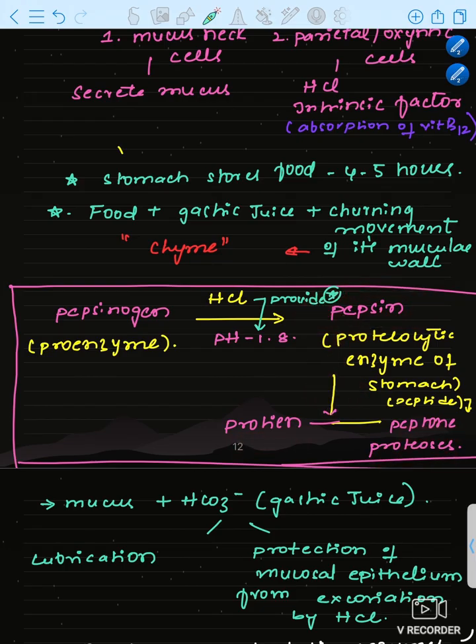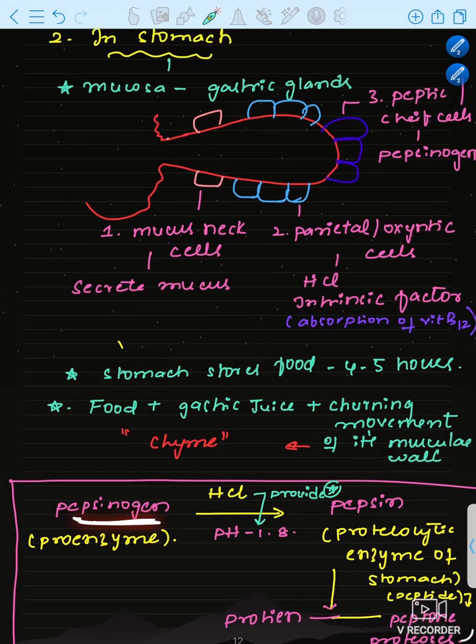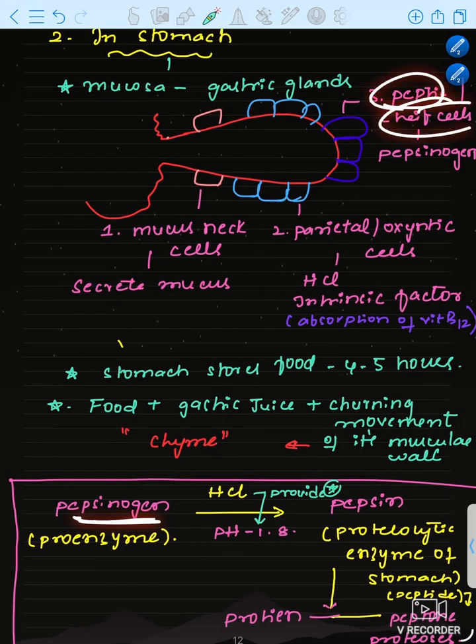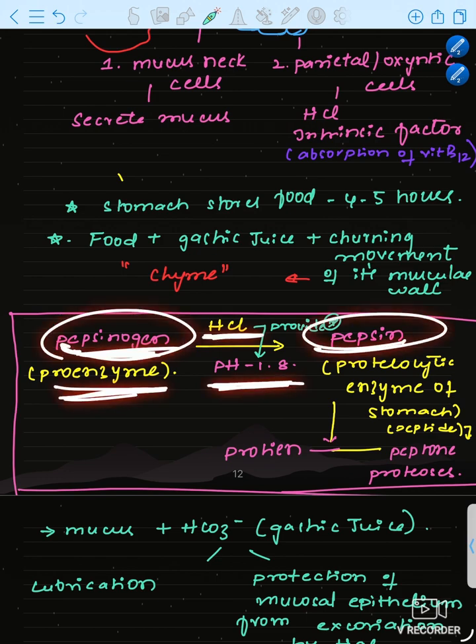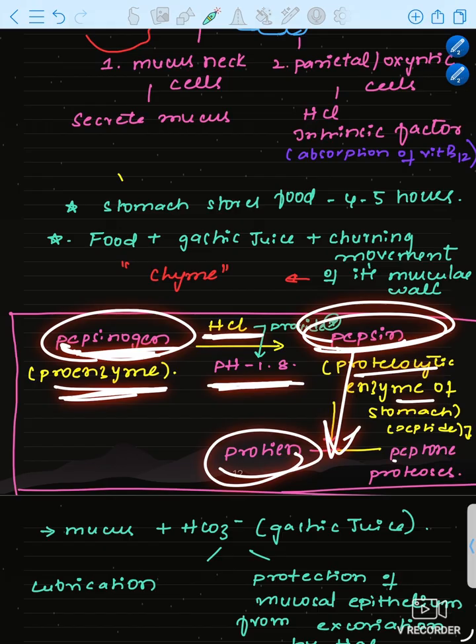Okay, quickly tell once again. Pepsinogen is released by peptic cells or chief cells. This pepsinogen is a proenzyme. In the presence of HCl and pH 1.8, it produces pepsin. Pepsinogen into pepsin. It is a proteolytic enzyme. Pepsin breaks protein into peptones and proteoses. Okay.